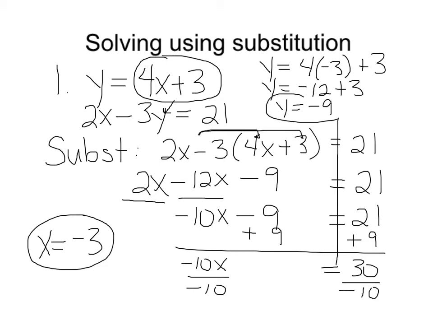So if I wanted to write my answer as an ordered pair, I could write my answer as the coordinate point negative 3, negative 9. And if I graphed these two lines, that's where the two lines would intersect.